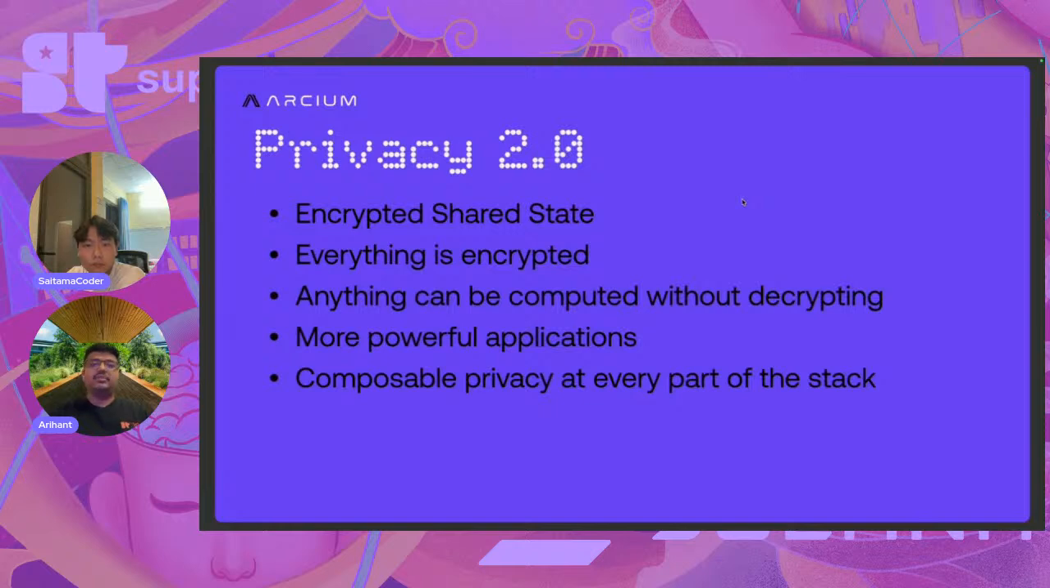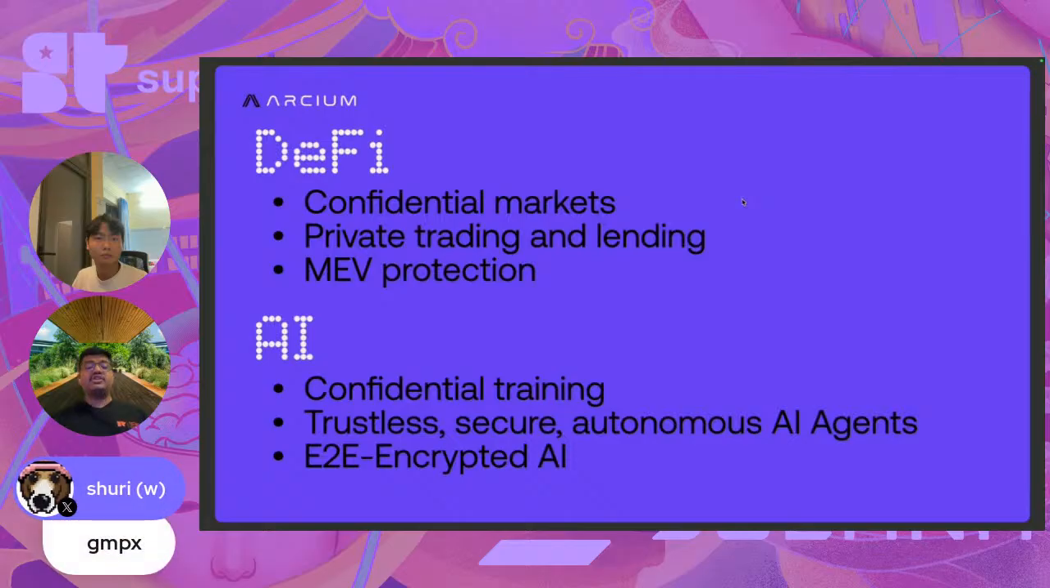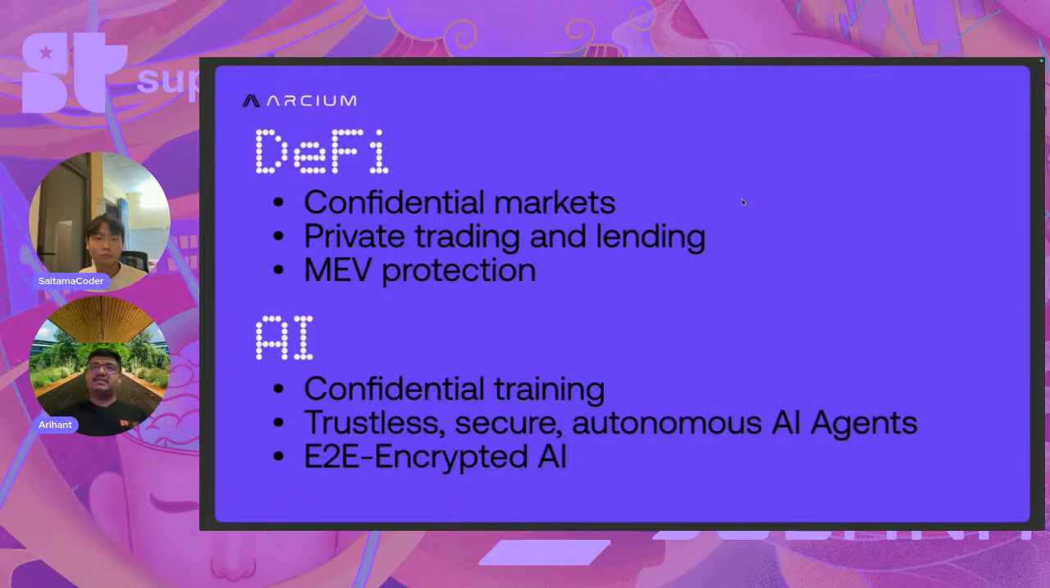This leads to a lot more powerful application and leads to a lot more composable privacy at every part of the stack. And this is basically what we're trying to build. So what it would look like for an end user, like what applications you can build, there's endless applications, but some of the most popular ones would be with respect to DeFi, you can build confidential markets. Now, confidential markets can be spun up as dark pools, which are basically a completely encrypted order book. So no one knows what you're trading or how much you're trading, things like that.